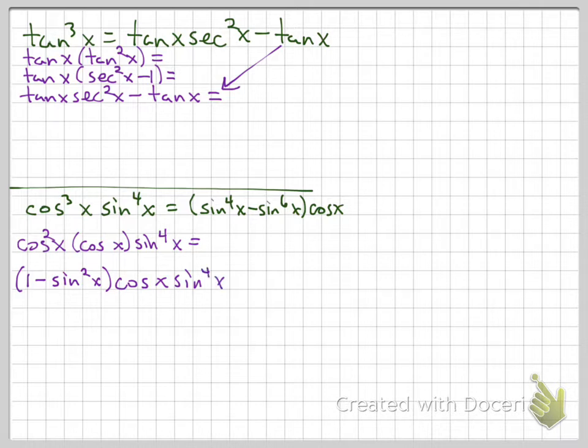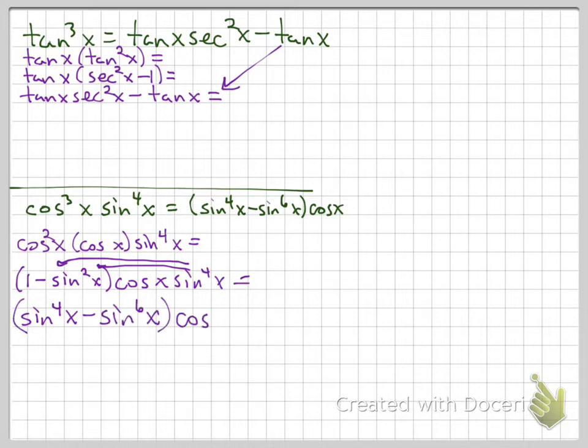And if we look at where we want to go, we want to get sine to the 4th and sine to the 6th, which looks like I'm going to multiply and distribute out that sine to the 4th and move the cosine to the end. So now I have sine to the 4th x minus sine to the 6th x in parentheses times cosine x, and that matches the right side.